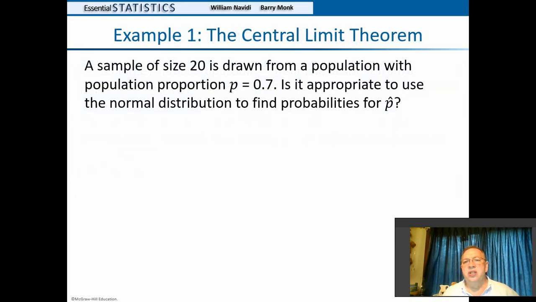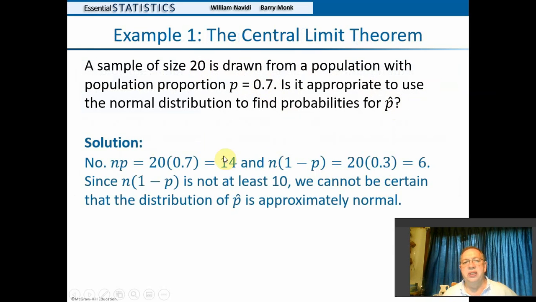So a sample of size 20 is drawn from a population with population proportion p equal to 0.7. Is it appropriate to use the normal distribution to find probabilities for p hat? I would multiply 20 times 0.7, and then 20 times 0.3, and verify that they're both bigger than or equal to 10. So n times p, 20 times 0.7, is 14. I'm good there. But 20 times 0.3 gives only 6, and I needed both of those numbers to be at least 10. So I can't use the central limit theorem to answer probability questions about sample proportions.